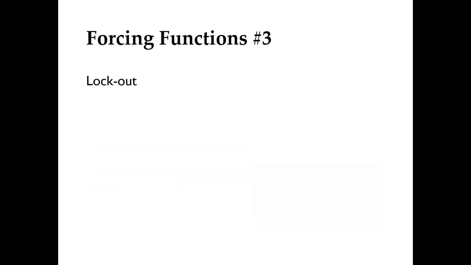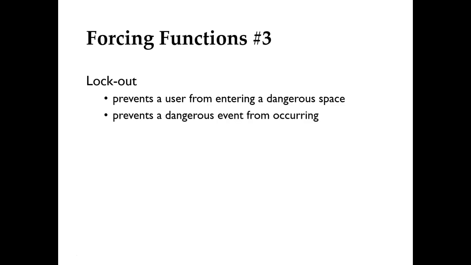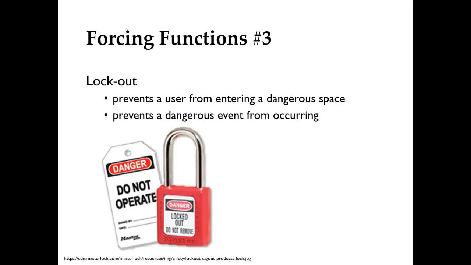Then we have lockouts. Lockouts prevent users from going in dangerous places or prevent dangerous things from happening. So sometimes these things can be as easy as a literal lock on things, perhaps a tag. Maybe it'll be a pop-up on the screen. For example, you're likely familiar with trying to do something on a computer, and your computer tells you you need admin access to do that. That's a kind of lockout.